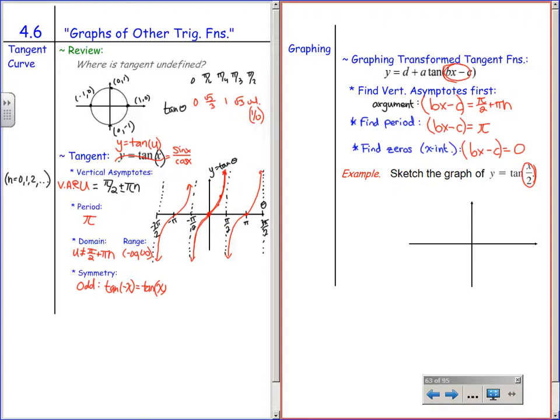So X over 2 is the inside guy. He's the inside guy. So we can say, okay, vertical asymptotes.